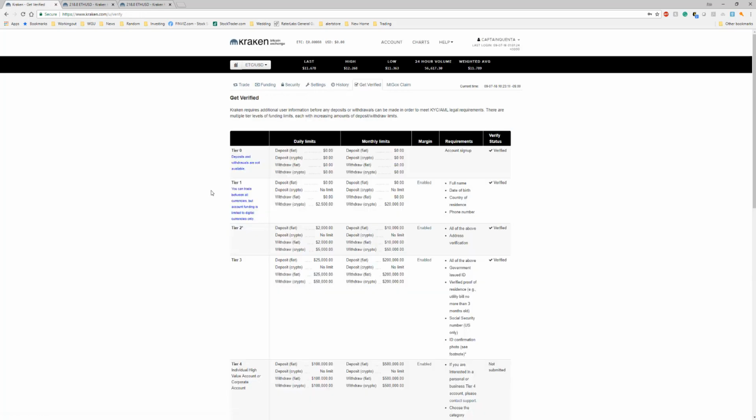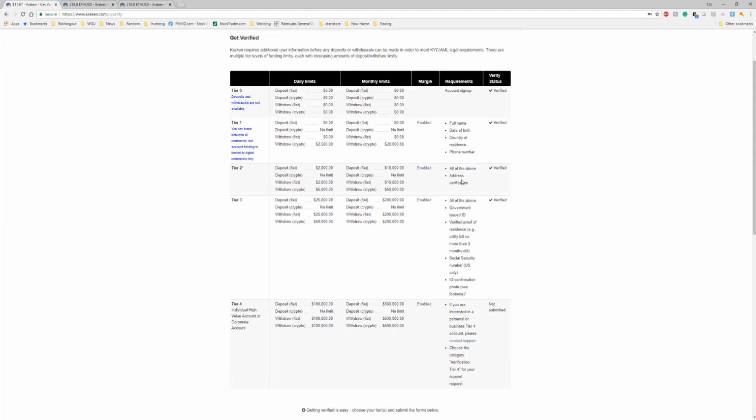Get verified. This is their KYC process. So it says right here, these are the requirements. Tier 1: full name, date of birth, country of residence, and phone number. Address verification is for tier 2. And then tier 3 is where you get to have a lot of these higher limits, $25,000 deposits, $25,000 withdrawal. These are for daily withdrawals and deposits.